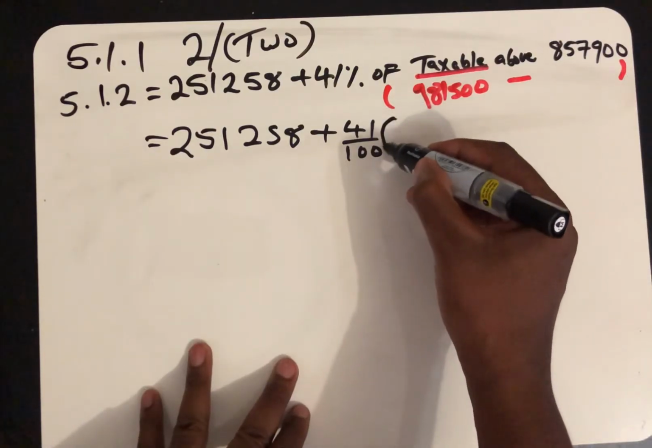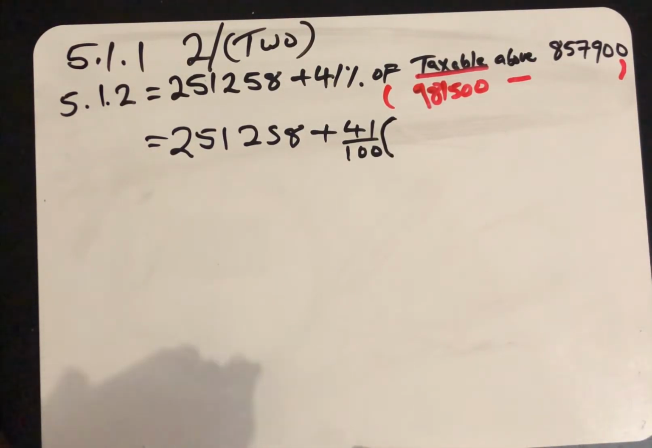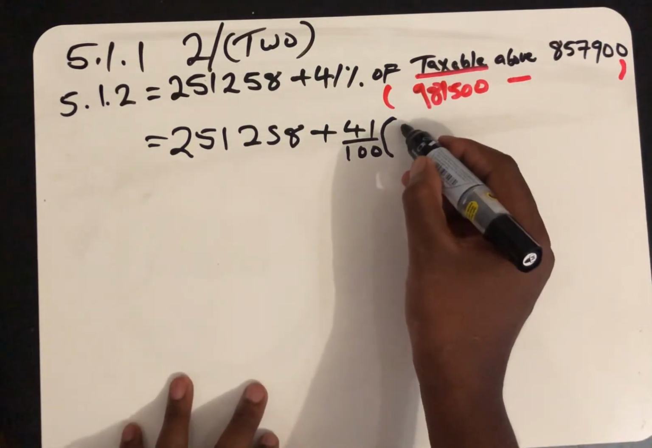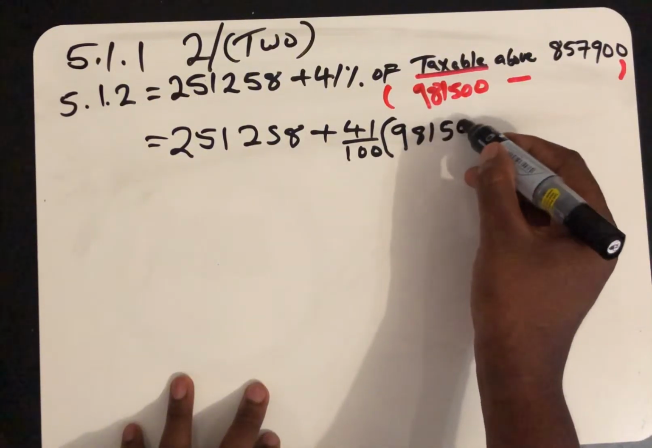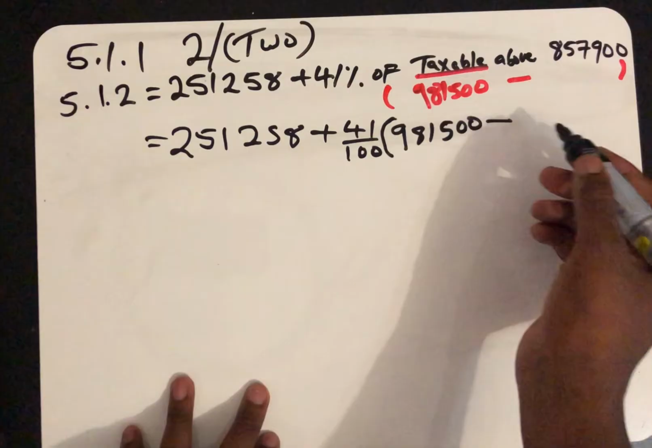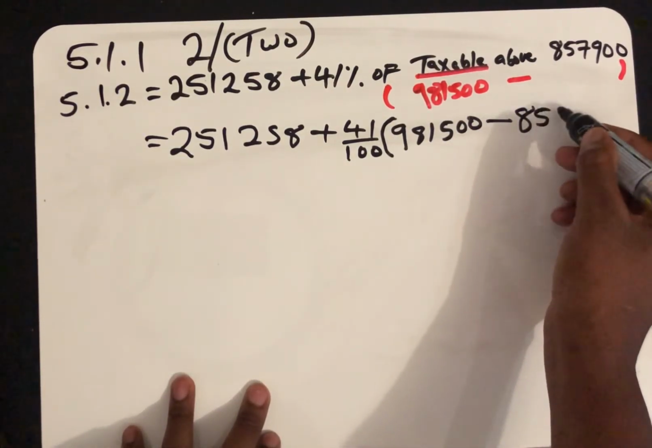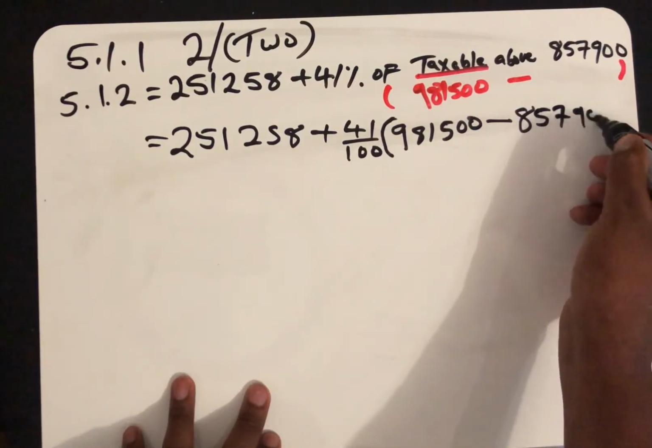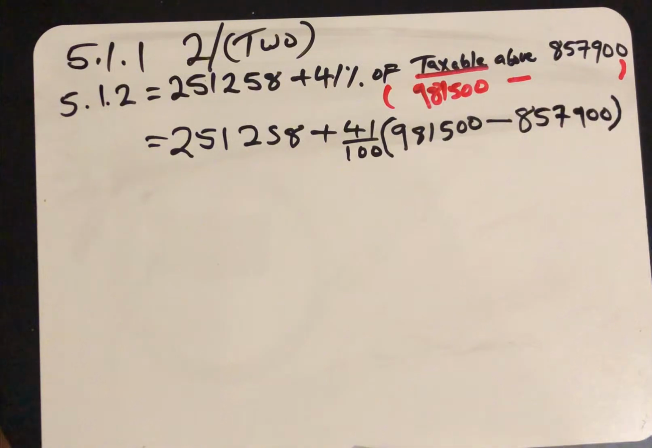Instead of writing the word off, we now put what? A bracket. We know that bracket means multiplication. Instead of writing the word taxable income, we write what? 981,500 rands. Instead of writing the word above, we write minus. Minus what? We continue with 857,900. Then we close the brackets. So now on this step, you must know that you have substituted in the right equation.